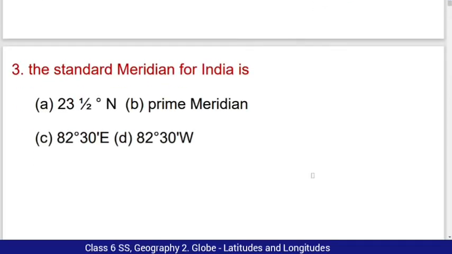Third question, the standard meridian for India is 82 degree 30 minutes east.